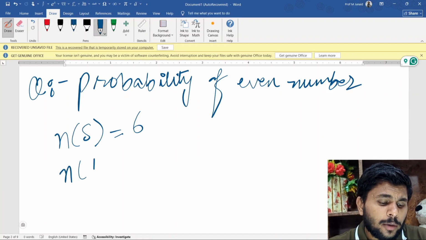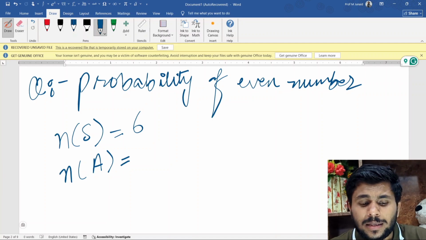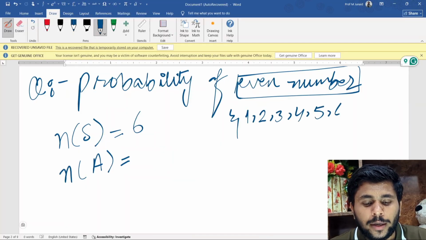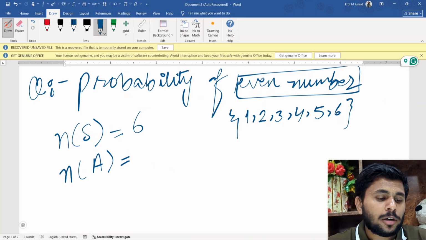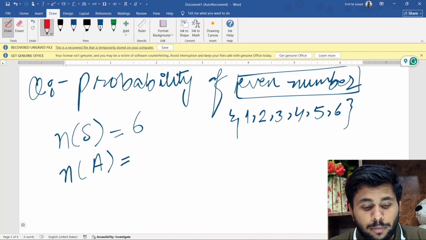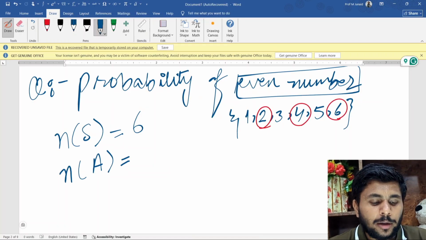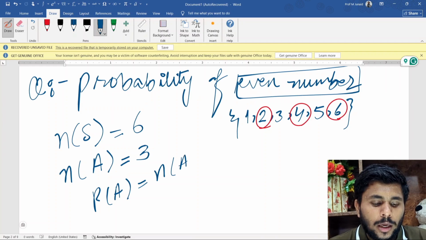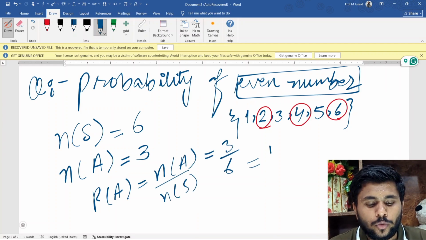So what is a favorable outcome? Our favorable outcome is an even number. We can see number 1 on a face of the dice, number 2, number 3, number 4, number 5, and number 6. So how many even numbers are there? There are 3 even numbers. Number 2 is even, number 4 is even, number 6 is even. So our favorable outcome is going to be 3. So probability equals n of A upon n of S equals 3 over 6 equals 1 upon 2.